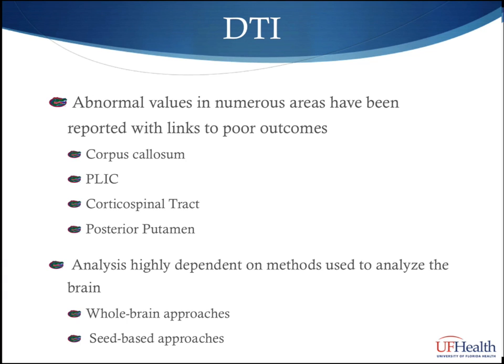Regarding the role of DTI and HIE, there have been several studies reporting abnormal values in multiple areas, including the corpus callosum, posterior limb of the internal capsule, corticospinal tract, and posterior putamen, among others. As we will talk about with functional MRI, the analysis is highly dependent on the methods used both to acquire and to analyze the data. Two primary ways of analyzing the data are used, which employ either whole brain approaches versus seed-based approaches, in which a priori assumptions are made about the areas which may be involved, and these regions are specifically interrogated.